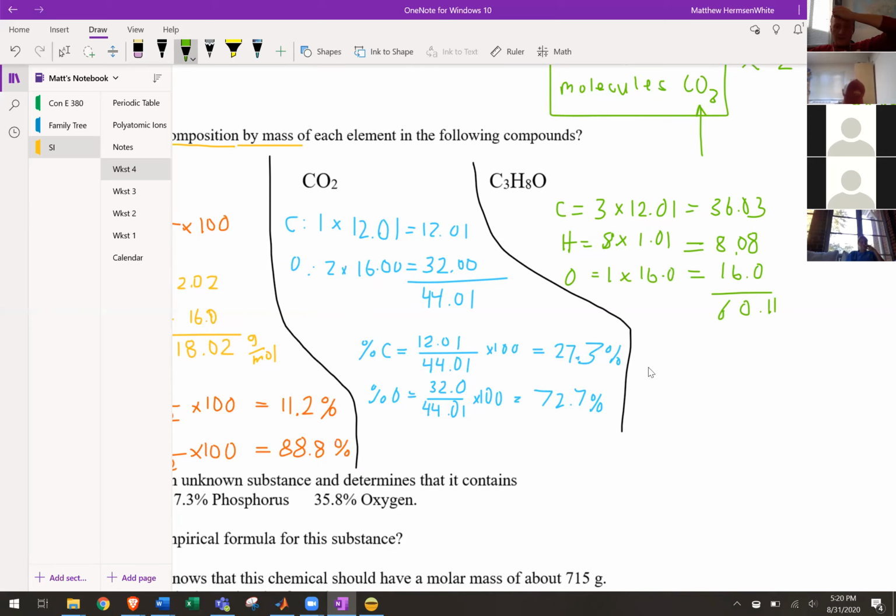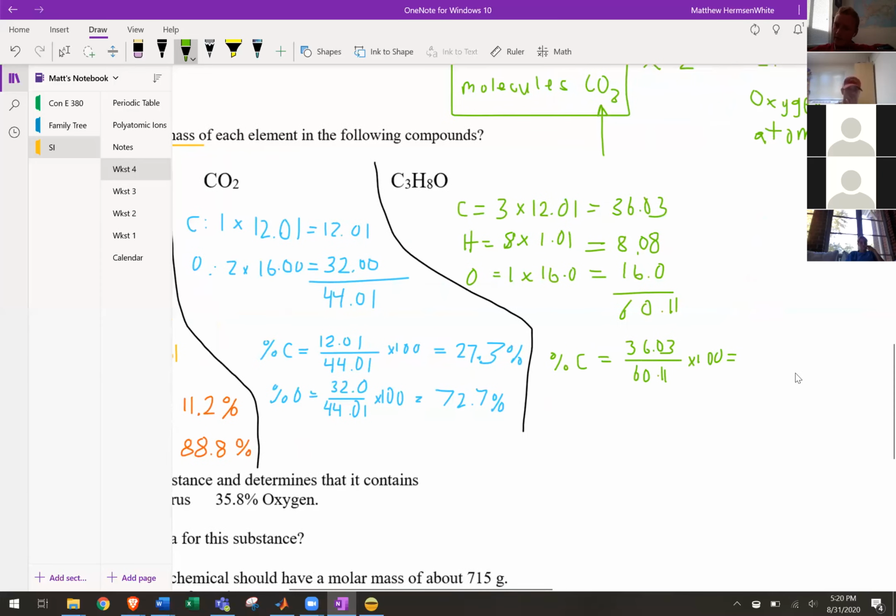And then to get the percent of carbon, again, we're just going to divide these two. We have 36.03 divided by the total, 60.11, times 100, so it goes to percent. And that comes out to 60.0. If you guys are slightly off, that's fine. I'm mostly going for making sure you guys know how to do it. If you're off by a few decimal places, that's fine.